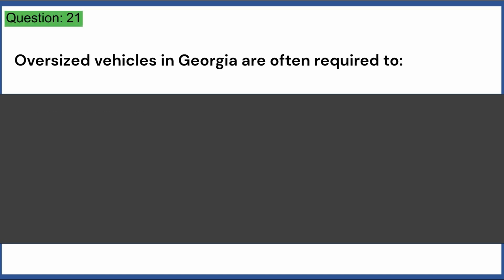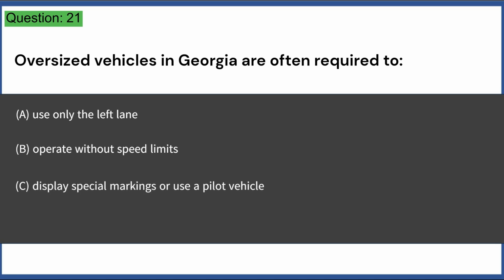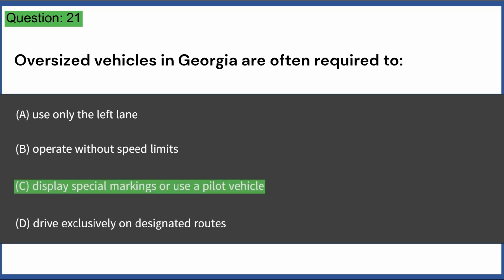Oversized vehicles in Georgia are often required to: A. Use only the left lane. B. Operate without speed limits. C. Display special markings or use a pilot vehicle. D. Drive exclusively on designated routes. Answer: C. Oversized vehicles may be required to display additional warnings or use a pilot vehicle for safe operation.